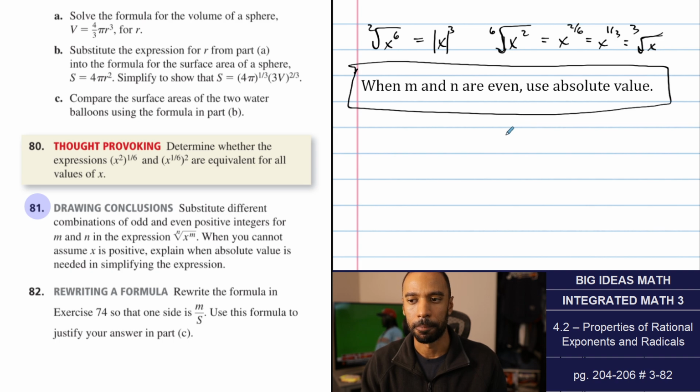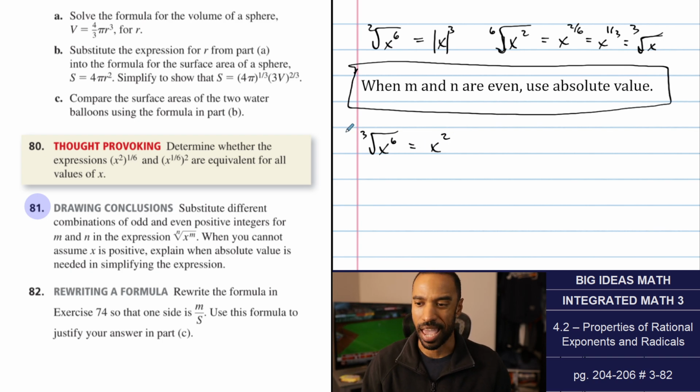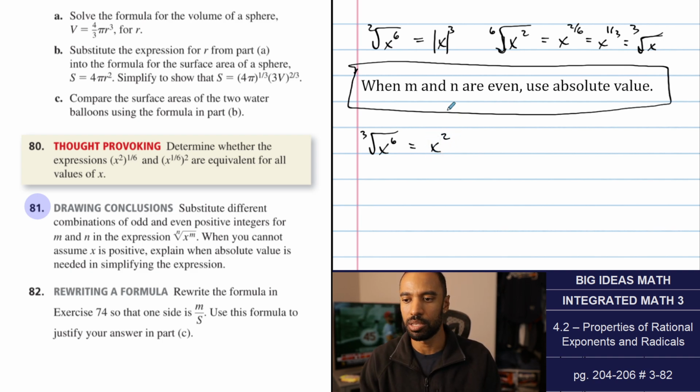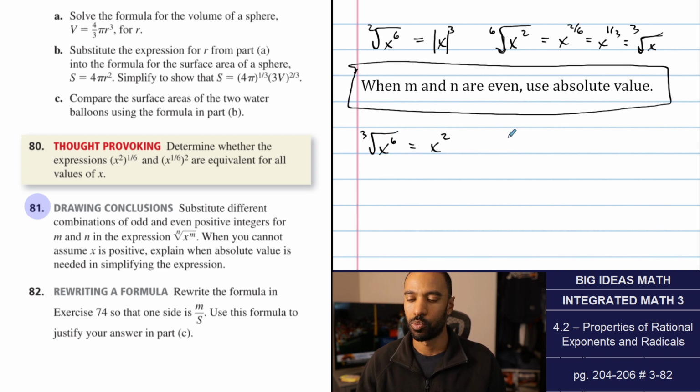Let's say they're opposite. One's odd, one's even. Which one's the m, which one's the n? Okay. Let's do the cube root of x to the 6, and we get x squared, right? We don't need to use absolute value here. Whether you put this or not is up to you. That becomes a redundancy by putting it. That's when this one's odd and that one's even, or even and odd.